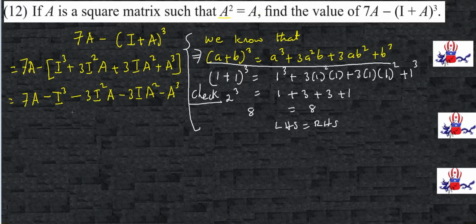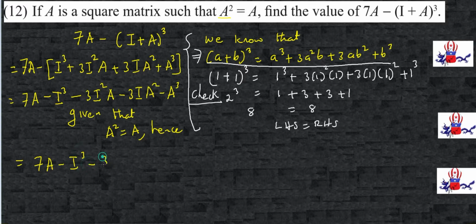The question states that A squared is equal to A. Given that A squared is equal to A, what happens? We now have 7A minus I cubed minus 3 times I squared A minus 3 times I times A squared. Now A squared is A, so just substitute A there. A cubed can be rewritten as A squared times A.